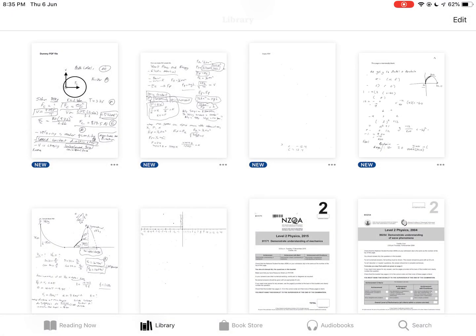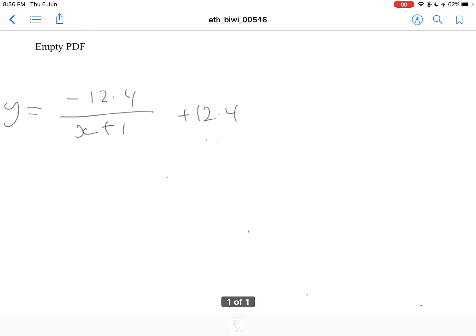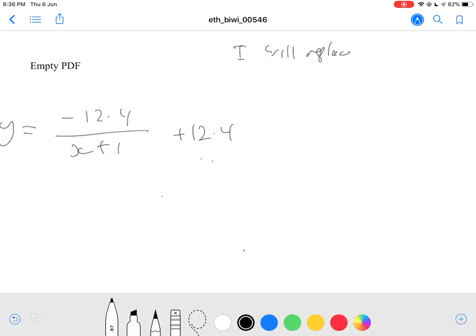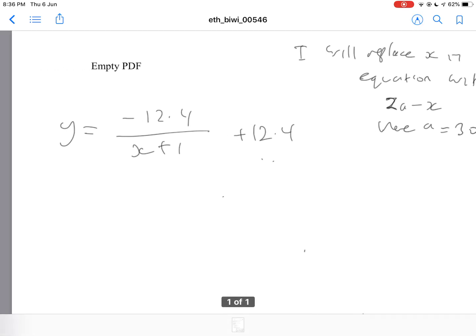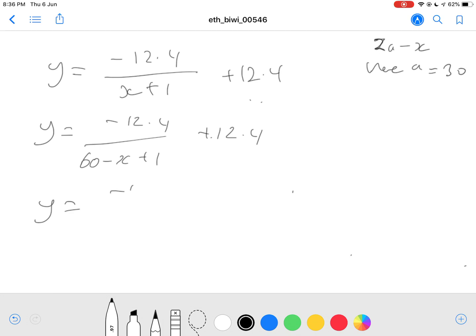Now we're going to be moving on to the hyperbola. Our original equation for our hyperbola was y equals negative 12.4 divided by (x plus 1), plus 12.4. Now we're going to have to replace x with 2a minus x. Again, we're going to communicate to a marker: I will replace x in my equation with 2a minus x, where a equals 30. So y equals negative 12.4 over (x becomes 2a minus x, which is 60 minus x, plus 1), plus 12.4. Therefore, y equals negative 12.4 over (61 minus x), plus 12.4.